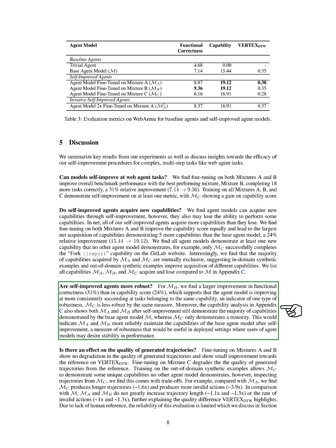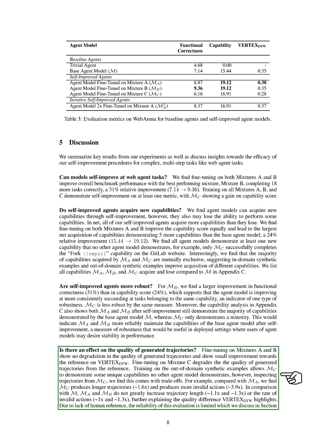Section. Is there an effect on the quality of generated trajectories? In this section, we explore the impact of fine-tuning on different mixtures of data sets on the quality of generated trajectories. When we fine-tune on mixtures A and B, we observe no decrease in trajectory quality and even a slight improvement towards the reference on vertex_text DTW. However, fine-tuning on mixture C leads to a decrease in trajectory quality compared to the reference.